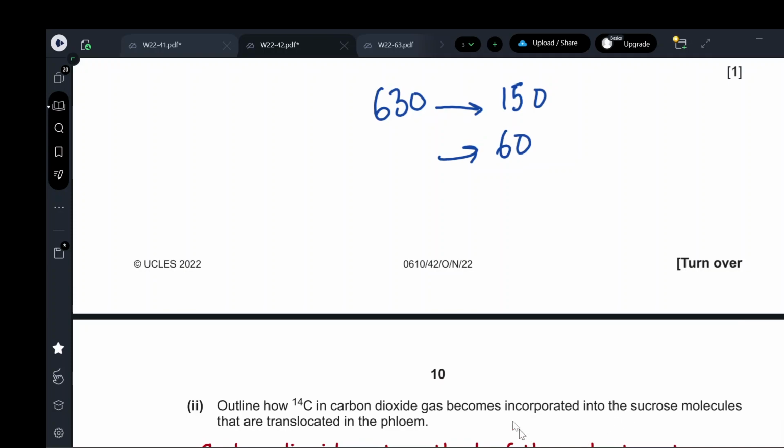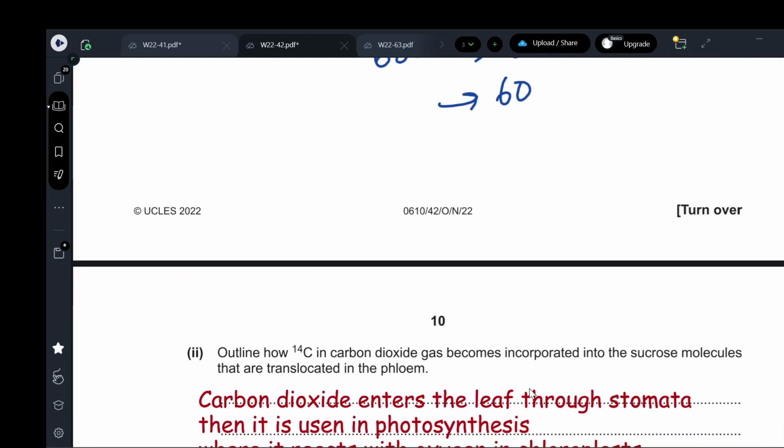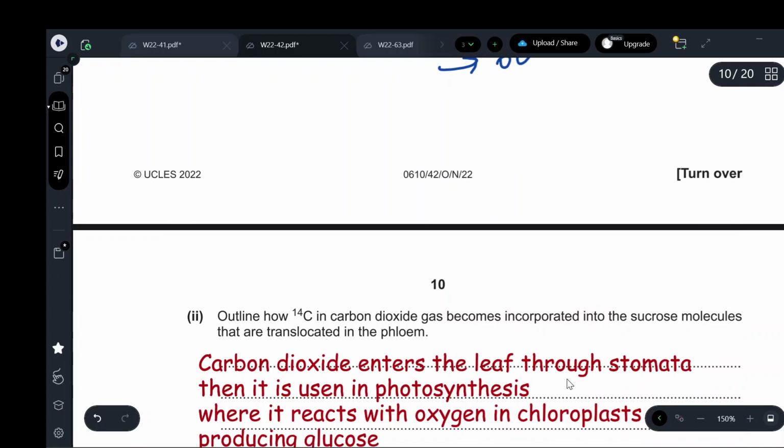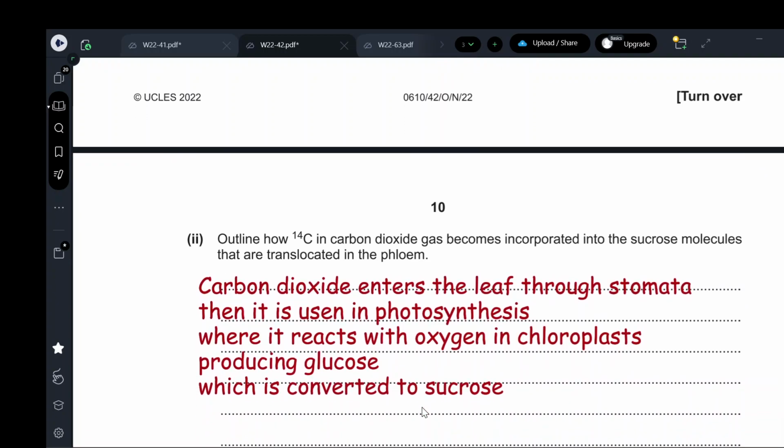Here, how is the carbon dioxide in the air incorporated in the sucrose? I will just explain the photosynthesis. Carbon dioxide enters the leaf through stomata and then it is used in photosynthesis where it reacts in chloroplasts, producing glucose, and then the glucose is converted to sucrose. This is how the carbon in the carbon dioxide enters inside the sucrose.